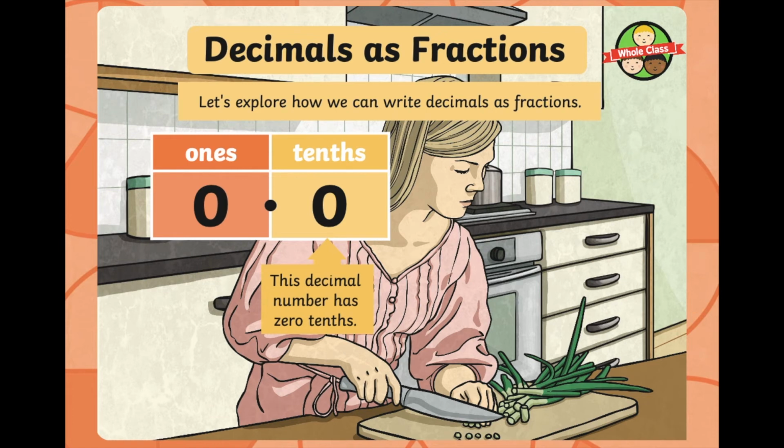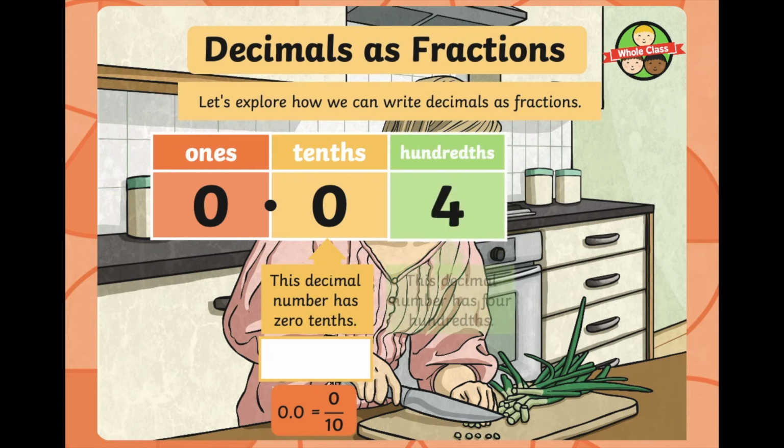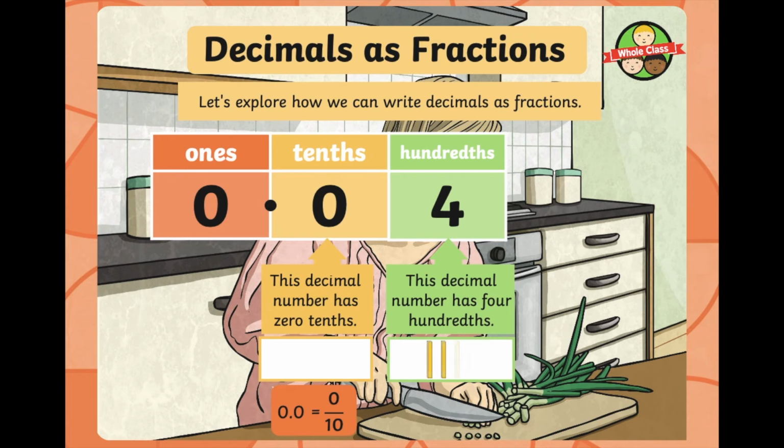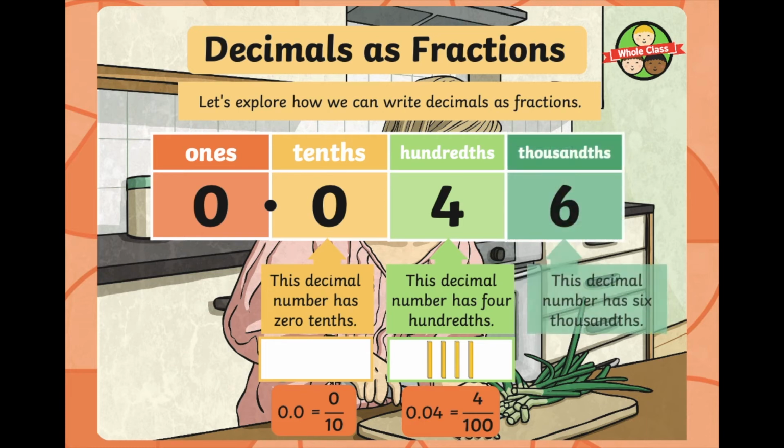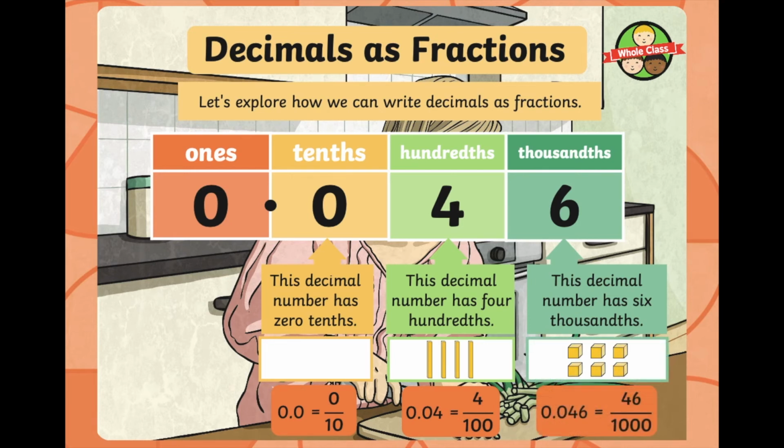This number has 0 tenths. So it would be 0 over 10 as a fraction. It has 4 hundredths. So that would be 0.04 and 4 over 100. It now has 6 thousandths. So that would be 46 over 1,000.